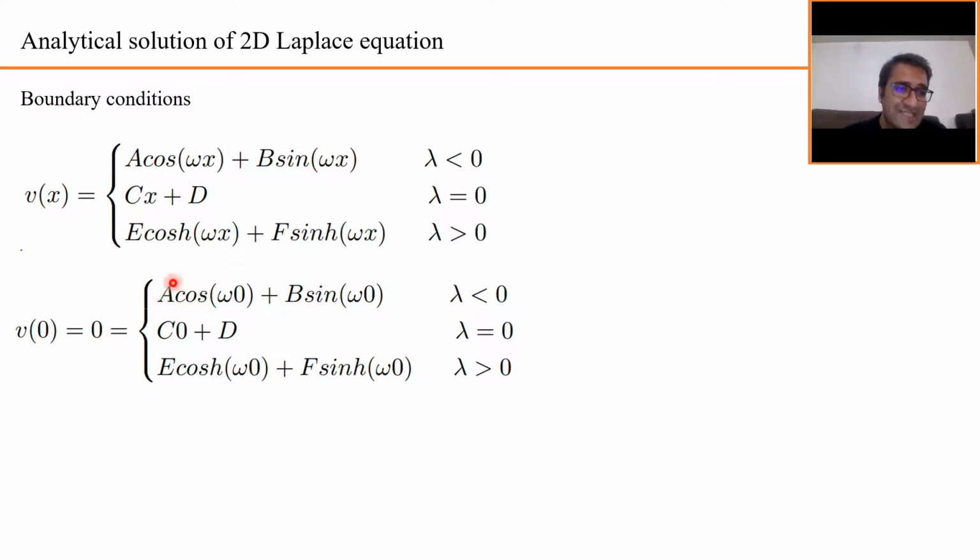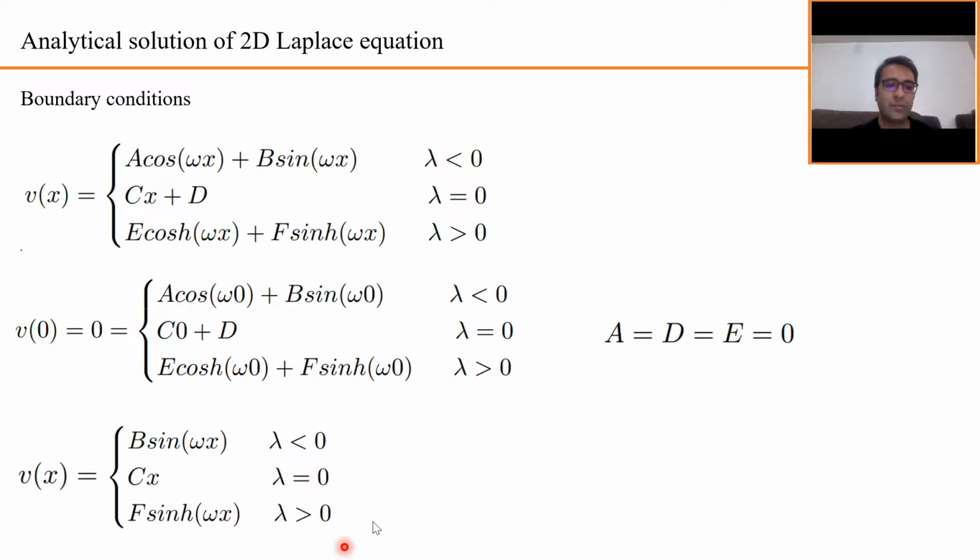a should be 0. And also we see that from this, d should be 0. And again, cosine hyperbolic omega 0, as we saw, when the argument of cosine hyperbolic is 0, it is not 0. It is 1. In order to satisfy this condition, this coefficient e should be 0. So a and d and e should be 0. And if we substitute here, what we get is just b sine omega x for lambda less than 0, cx for lambda equal to 0, and f sine hyperbolic omega x for lambda greater than 0.